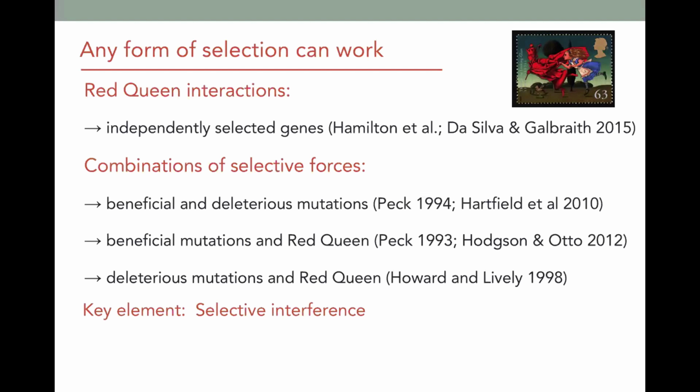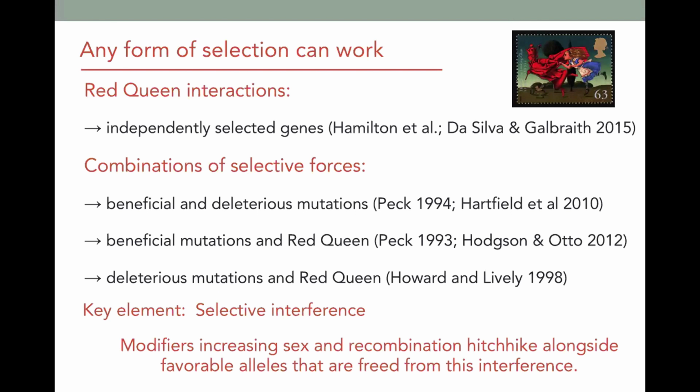And after a period of time with drift and with selection, the combinations of chromosomes that remain tend to have a lot of this hidden variation, good alleles on bad genetic backgrounds. Modifiers that increase the rate of sex or recombination then hitchhike alongside the favorable alleles that are freed from this interference, as sex and recombination shuffles about that hidden variation and reveals it to selection.